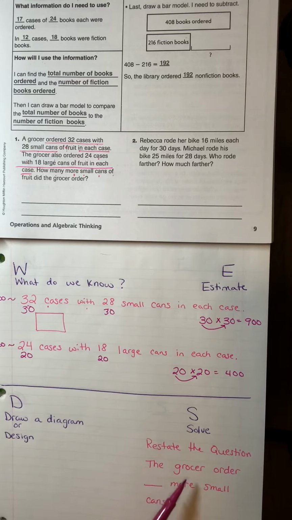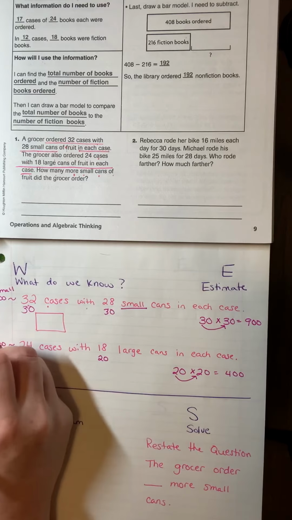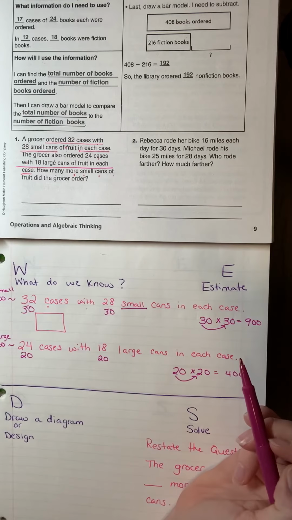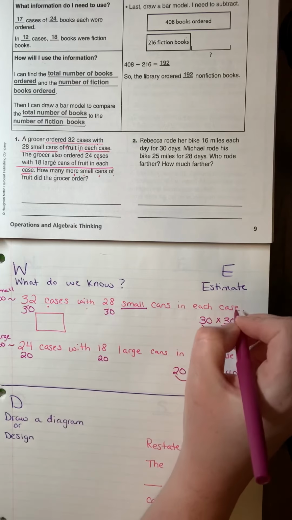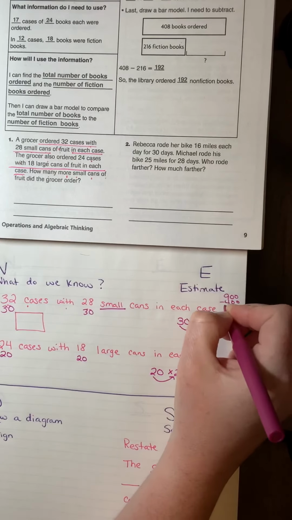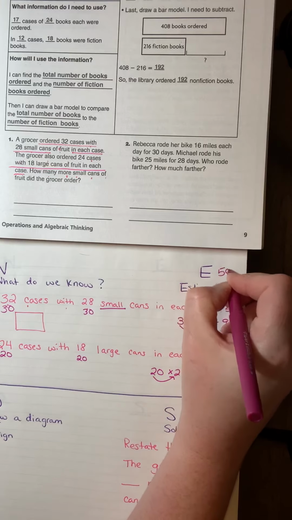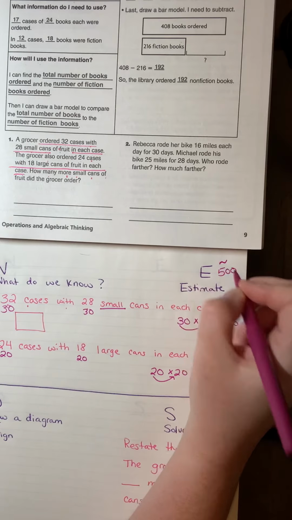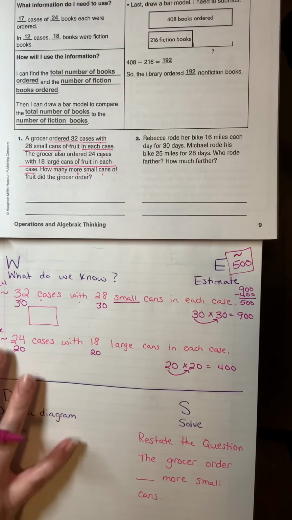So I need to think of an estimate. My question was, the grocer ordered blank more small cans. Well, I have about 900 small, and I have about 400 large. So about how many more small than large did the grocer purchase? Right, subtract them. 900 minus 400 equals 500. So my estimate is going to be about, and that's the symbol for about, 500. All right, let's keep moving right along.